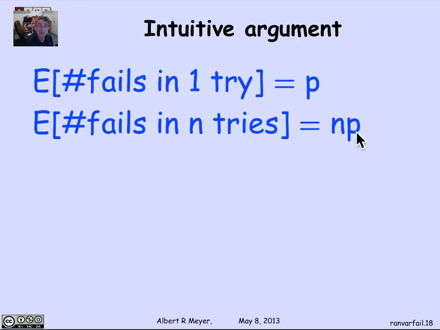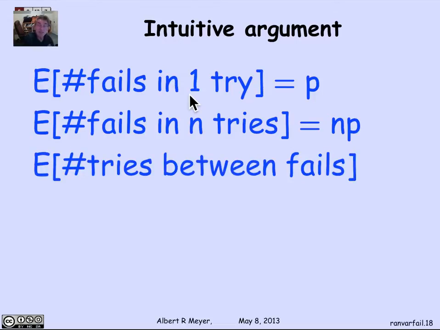That's an intuitive argument. In fact, it's the rigorously correct argument. Remember that if we flip n times, we're counting the number of heads in n flips. That's a binomial distribution. We already figured out in a couple of ways that its expectation is np. But never mind that. I think it's intuitively clear that if you expect p heads in one try and you do n tries that are all independent, you're going to expect to get n times p failures, or heads.